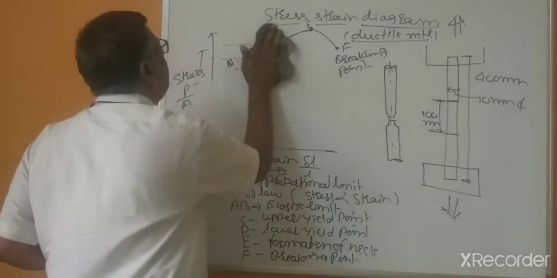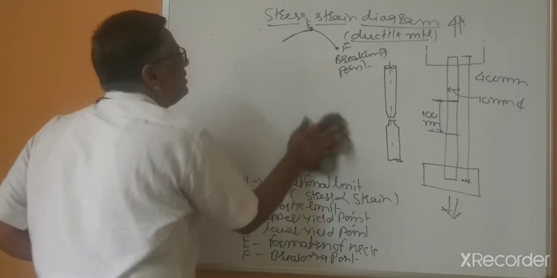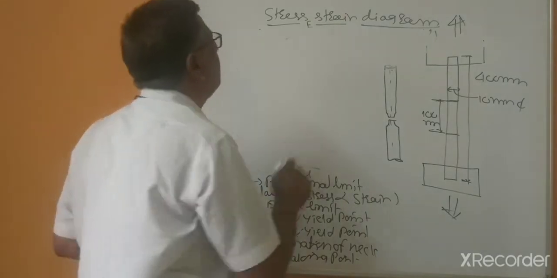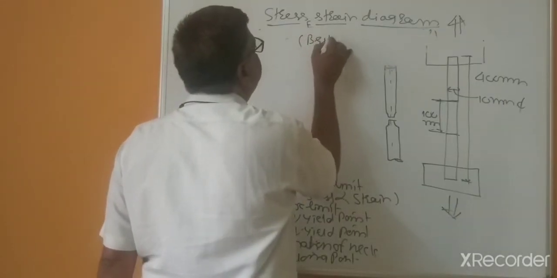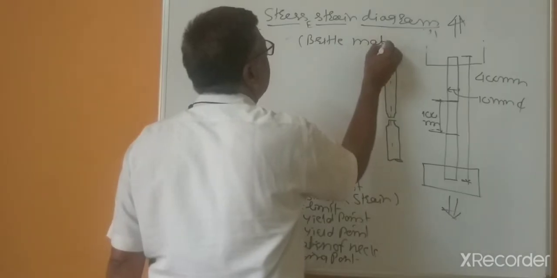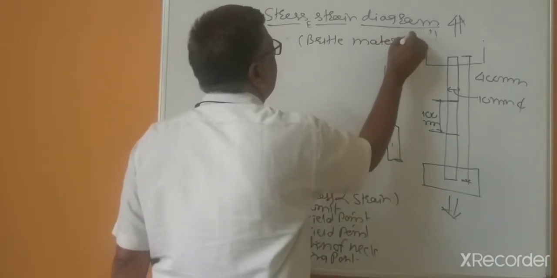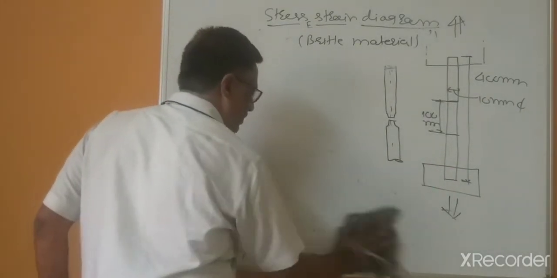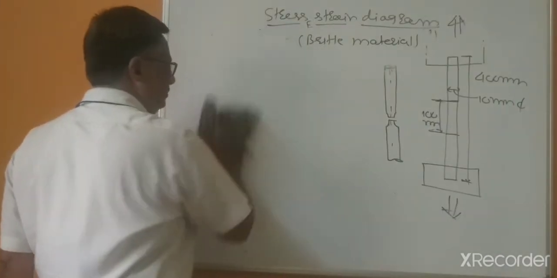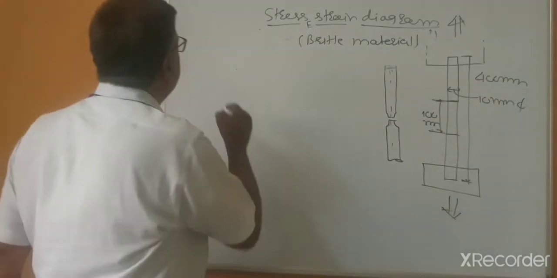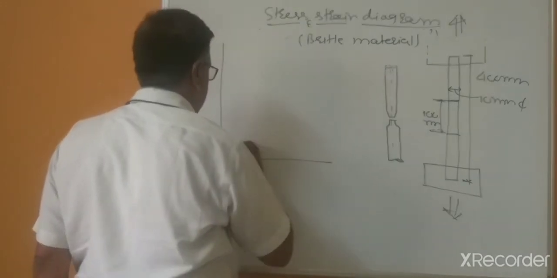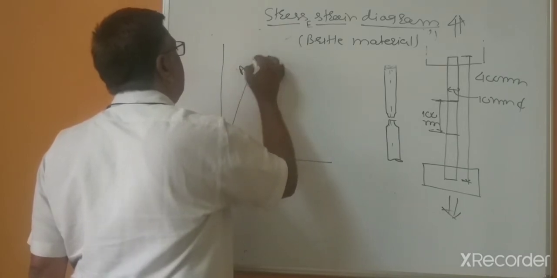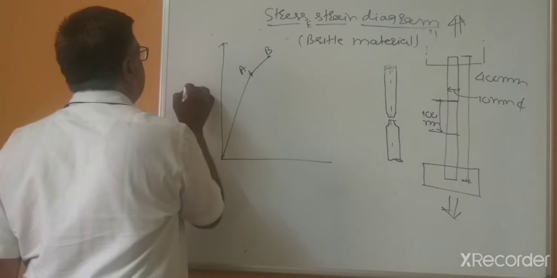Again, one important stress strain diagram is for brittle materials. This material is ductile. Now for brittle material, like cast iron etc., here you will get only two points, this is point A and point B.